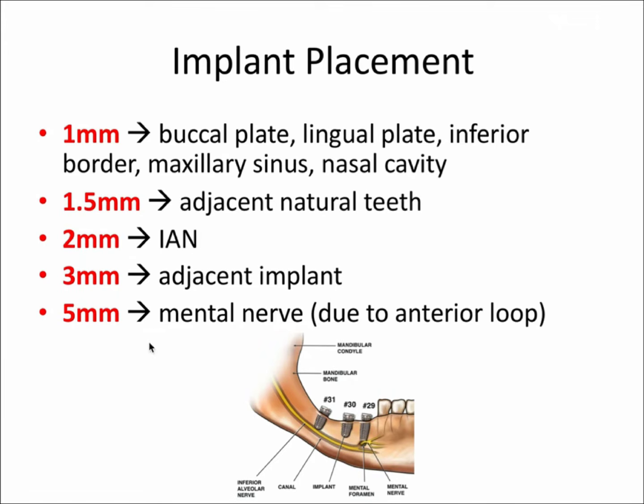And lastly, we should be at least 5 millimeters away from the mental nerve or the mental foramen. And that's due to the anterior loop. This nerve loops around before it enters the mental foramen, and so it can be deceiving because you might place the implant just anterior to the mental foramen, but you still hit the nerve because it loops around anteriorly. So we have to be at least 5 millimeters away from that structure. So these are all really, really important numbers to memorize. Absolutely. I can't stress enough how important this slide is to memorize.